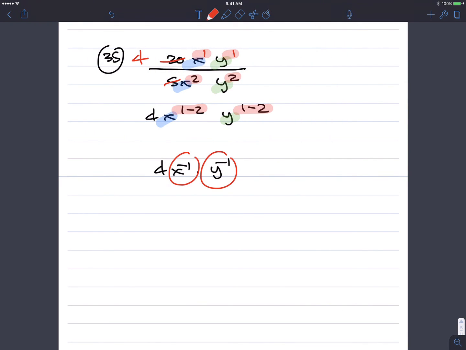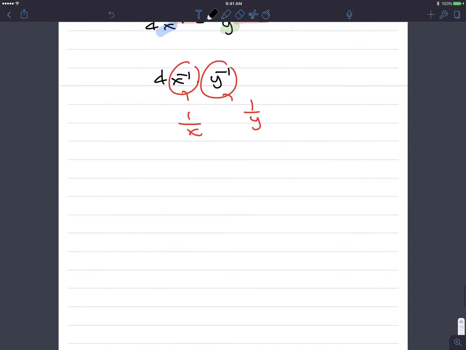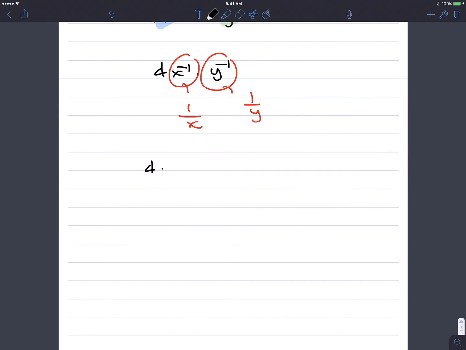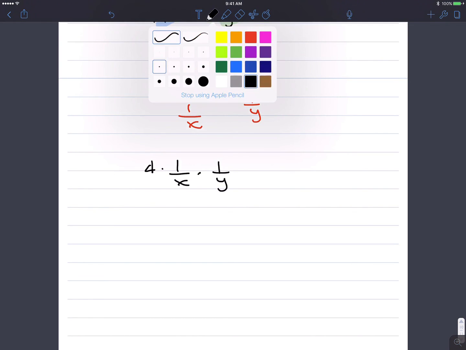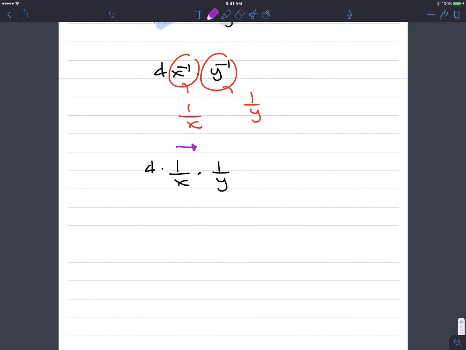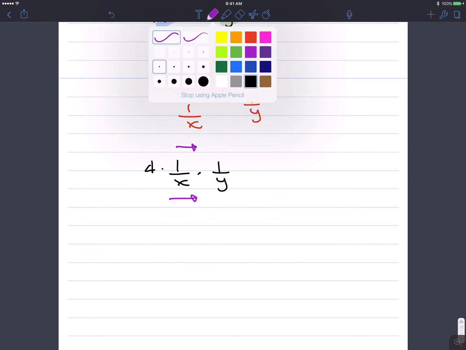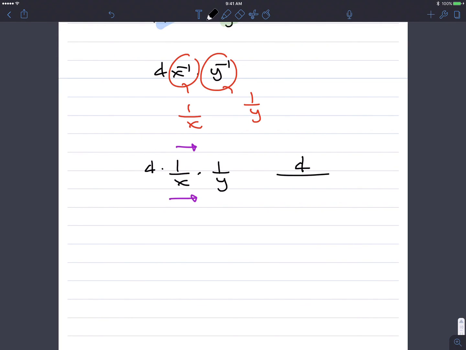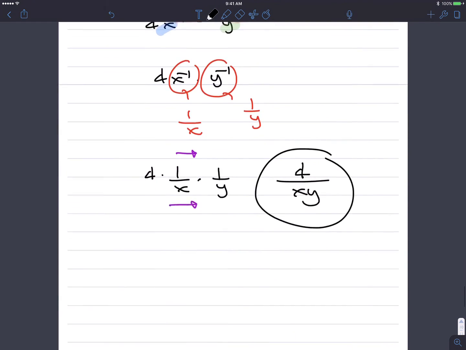Don't forget which each is. This is 1 over x, 1 over y. So again, I have 4 times 1 over x times 1 over y. We multiply straight across here. 4 over xy. And we're done. This was 35.